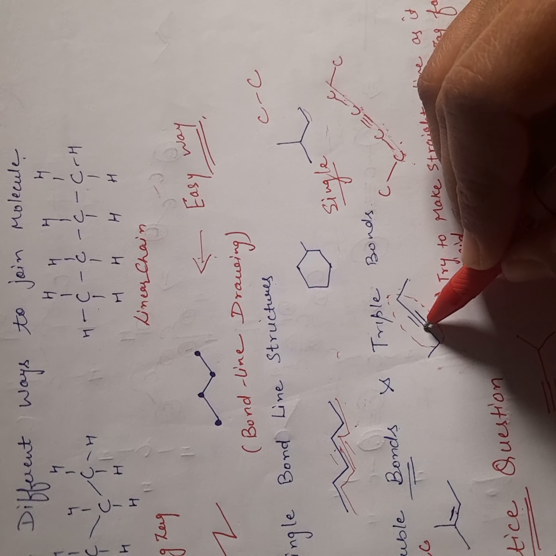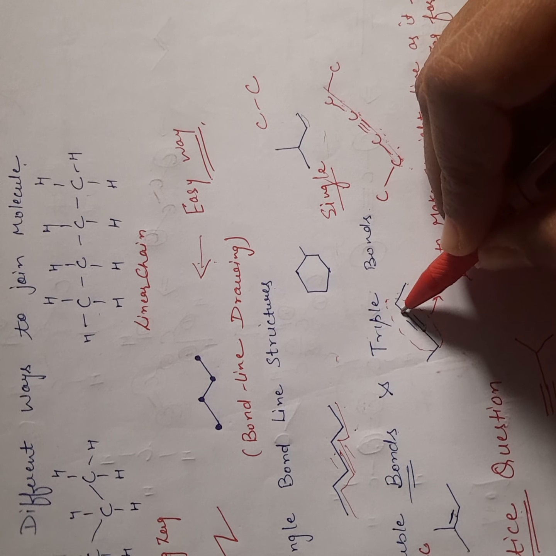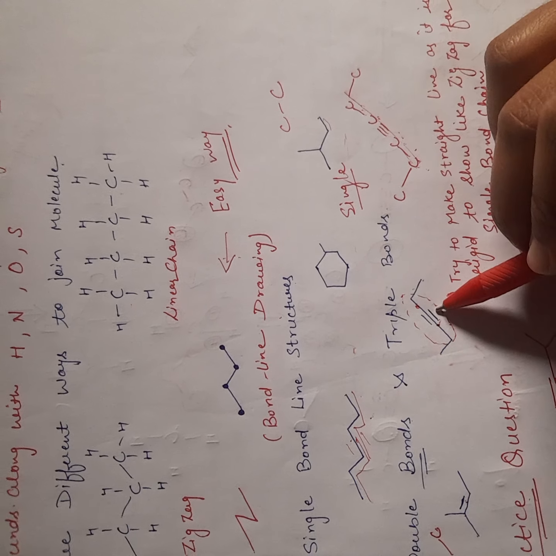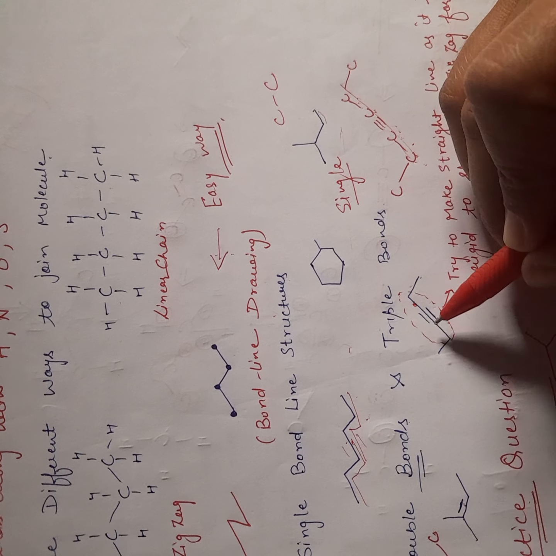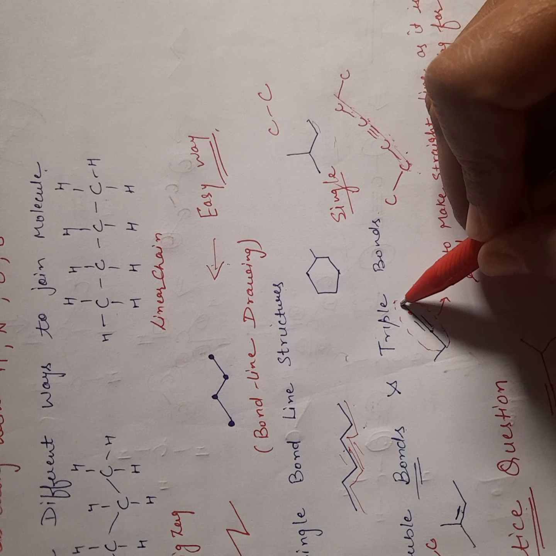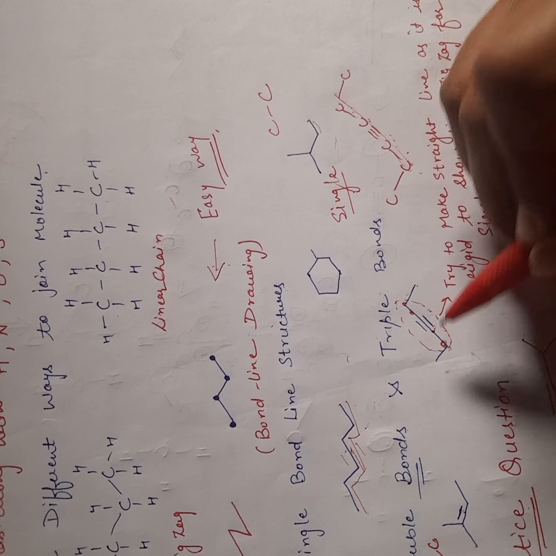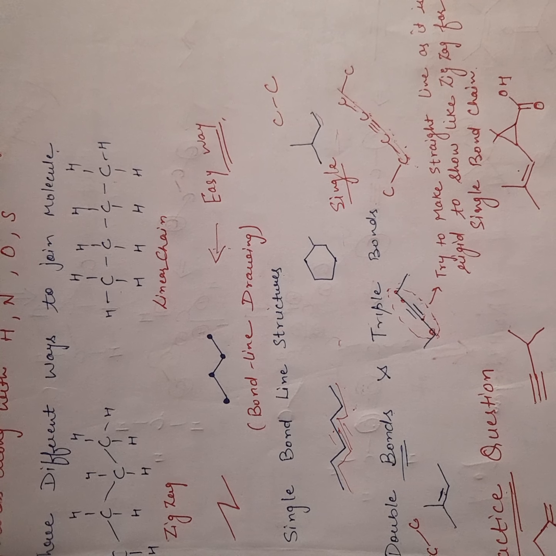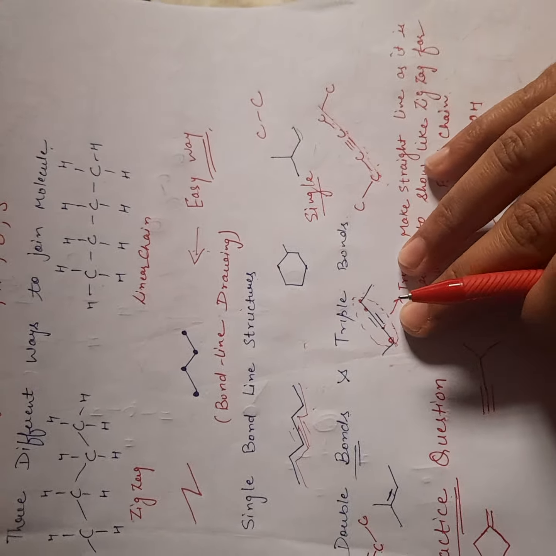Actually, in order to make you understand, I have been putting dots. Otherwise, the dot is not present in a bond line drawing. So you have to assume that there are 2 carbons, and these are another 2 carbons I have shown in the bond line drawing. So in order to show the molecule, this is the right way.